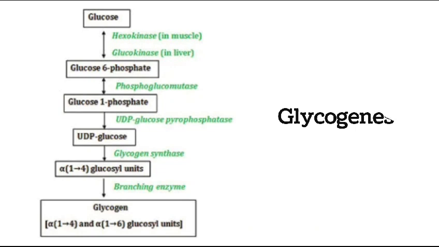Genesis means synthesis. Glycogenesis means glycogen is synthesized. So these are the steps involved in glycogenesis.